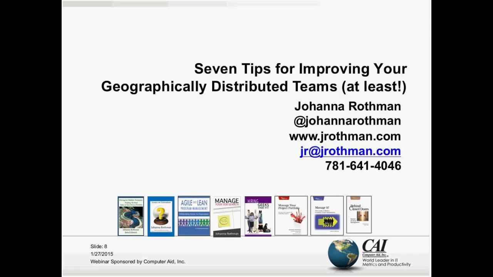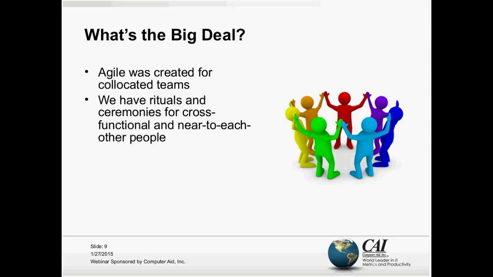So let's go on to the first slide. And let's talk about the issue of geographically distributed teams in Agile. Agile was originally created for co-located teams, and we have many, many rituals and ceremonies for cross-functional and near-to-each-other people.